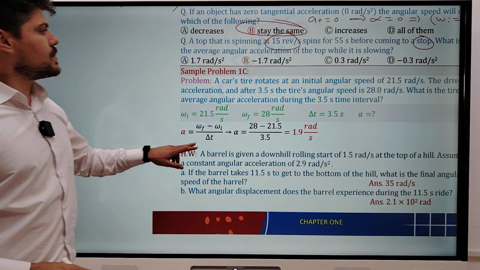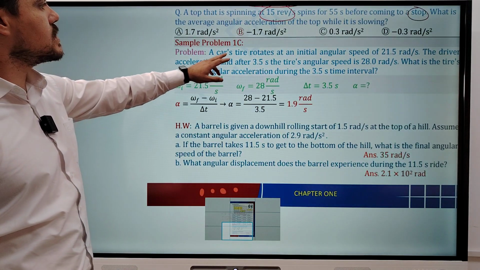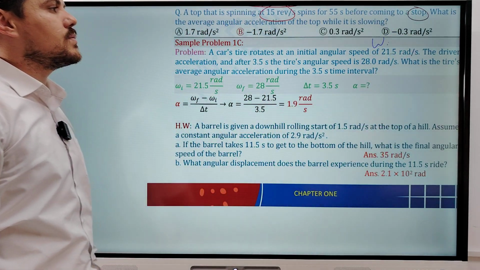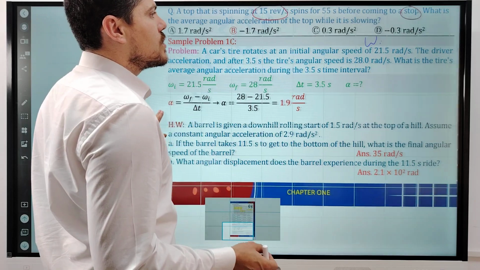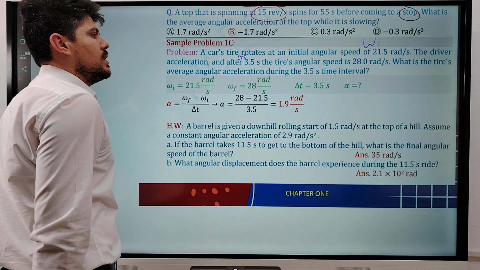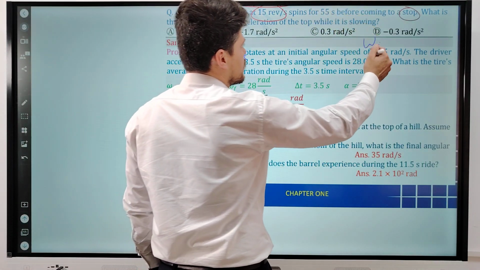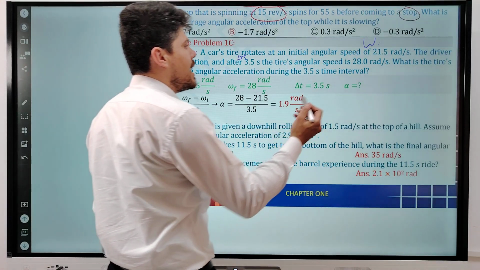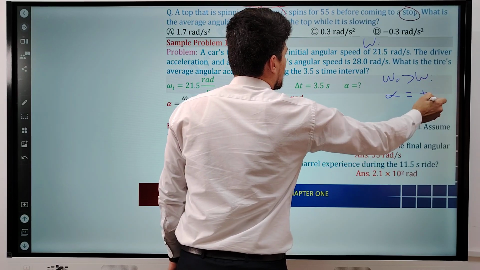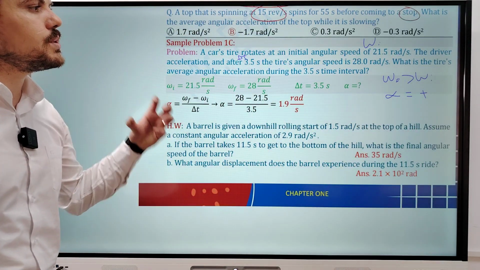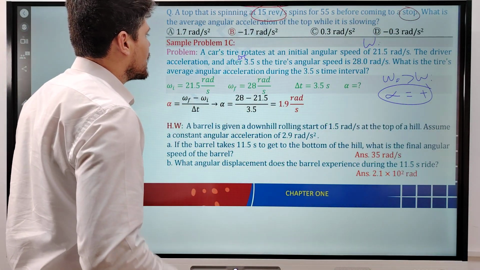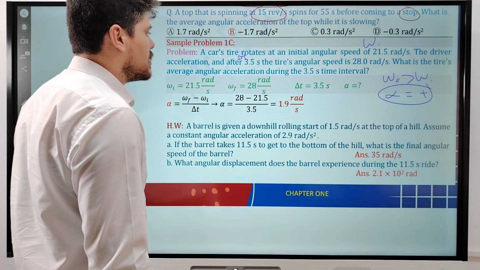Okay. Sample problem 1c. A car's tire rotates at an initial angular speed. This is the initial angular speed, given as 21.5 rad per second. The driver accelerates, and after 3.5 seconds, this is the time, the tire's angular speed increases from 21.5 to 28 rad per second. In that case, because omega final is bigger than omega initial, alpha becomes positive. In the case of speeding up, angular acceleration has a positive sign. What is the tire's average angular acceleration during the 3.5 second time interval?